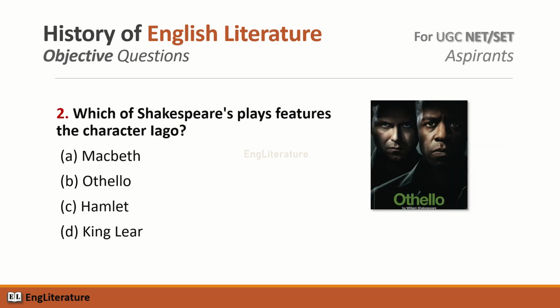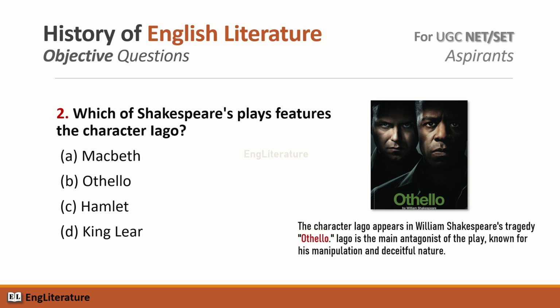Second question. Which of Shakespeare's plays features the character Iago? The character Iago appears in William Shakespeare's tragedy Othello. Iago is the main antagonist of the play, known for his manipulation and deceitful nature. So the right option is number B. The character Iago belongs to Shakespeare's play Othello.